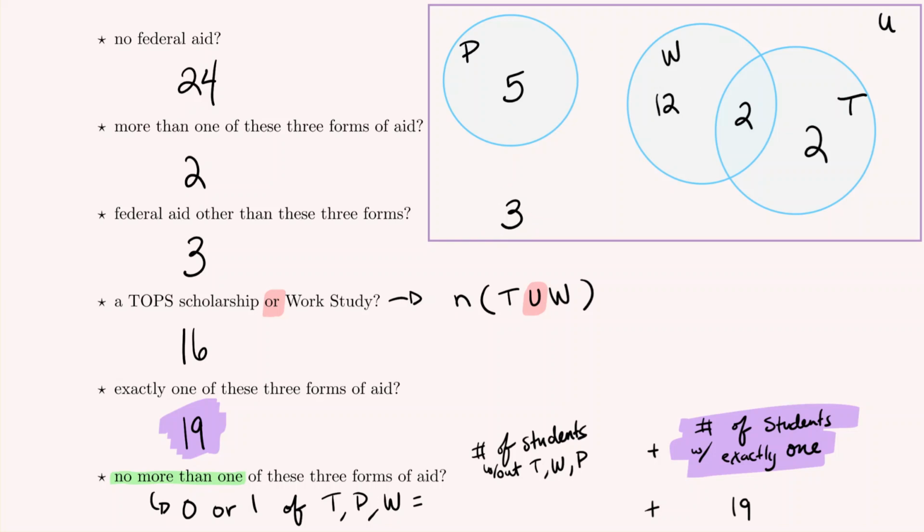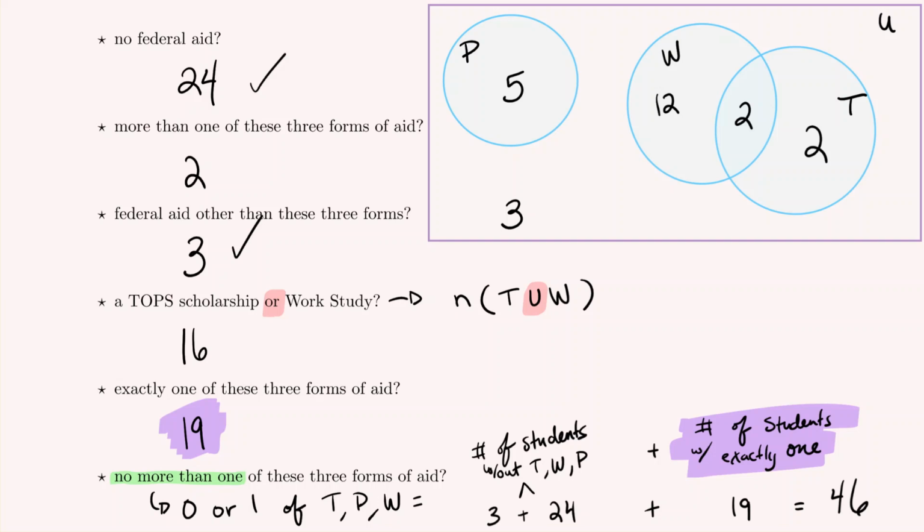Also, the 24 students who initially said, I have no federal aid, would be considered to not have TOPS, work study, or Pell Grant. So the number of students who had none of the TOPS, work study, or Pell Grant is the 3 students who had another form of financial aid, plus the 24 students who had no federal aid, which will get us 27 students in all. And that would be a total of 46.